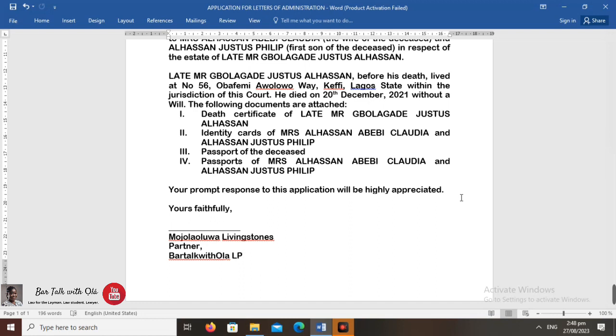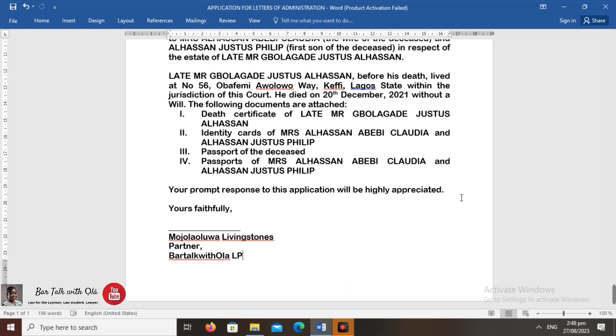So you go to the National Population Commission, pay the appropriate fees, and get this death certificate. 2. Identity cards of Mrs. Alasan Baby Claudia and Alasan Justus Philip. Usually, they take national identity number slips, NIN slips. If you have the NIN card, they take that too. I think they take international passports too. I'm not certain. But the ones that I have done, I just used the national identity number slips for my clients.